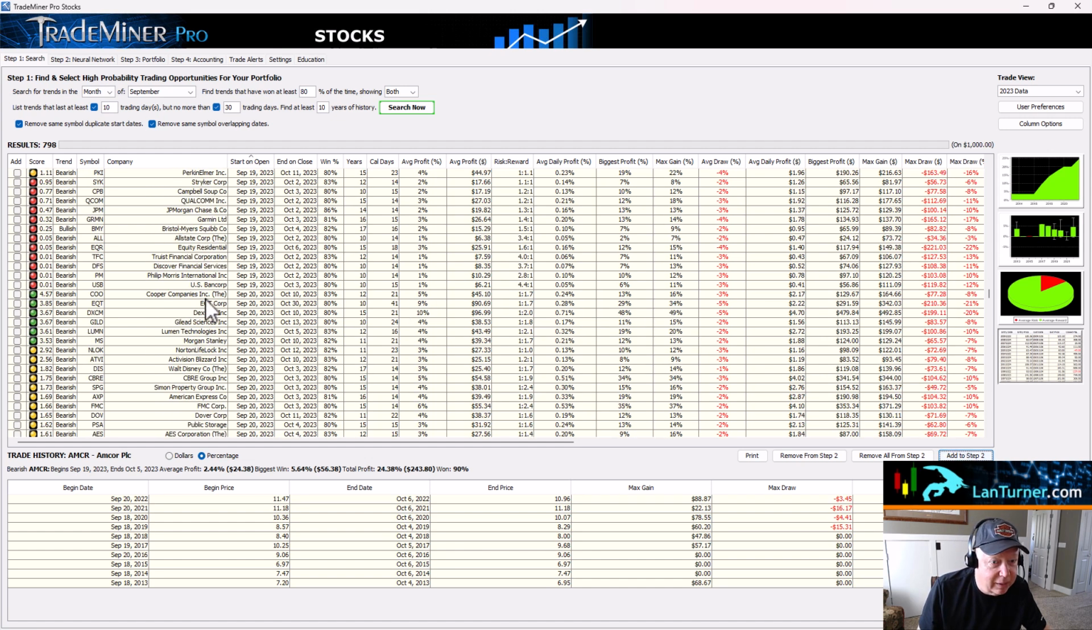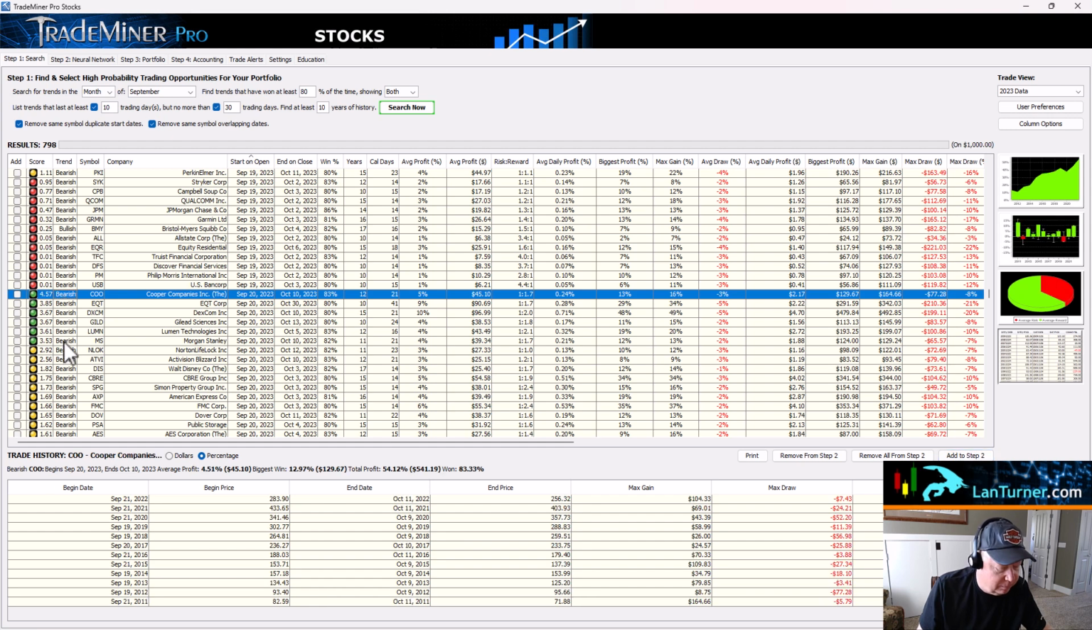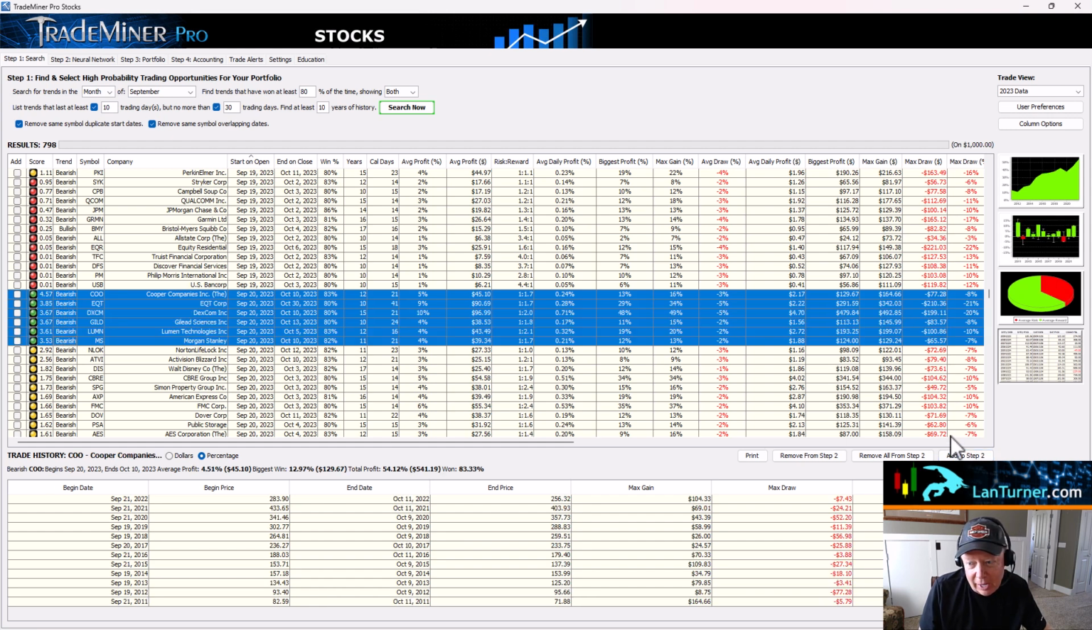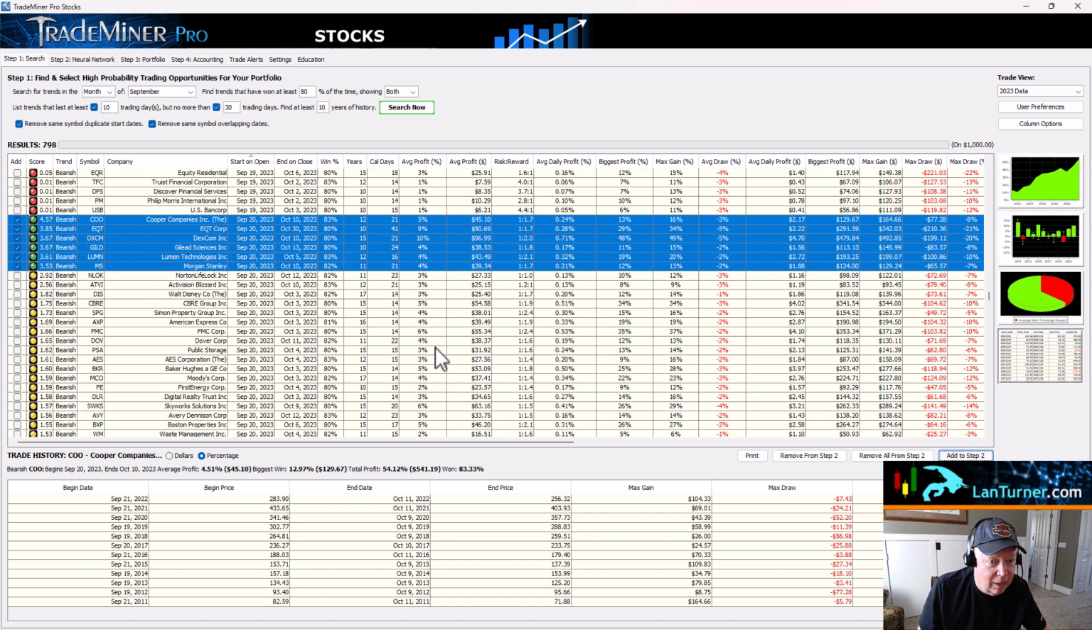And then we're going to come down here. What about these? These are bearish, bearish, bearish, bearish as well. Boy, we're getting a lot of bearish stuff this time of year. September 20th, so that's coming up. That's a little far out. That's next Wednesday. I guess we could take some of those. We'll see. We'll add those to step two. Those are all starting September 20th. And that's probably good enough.